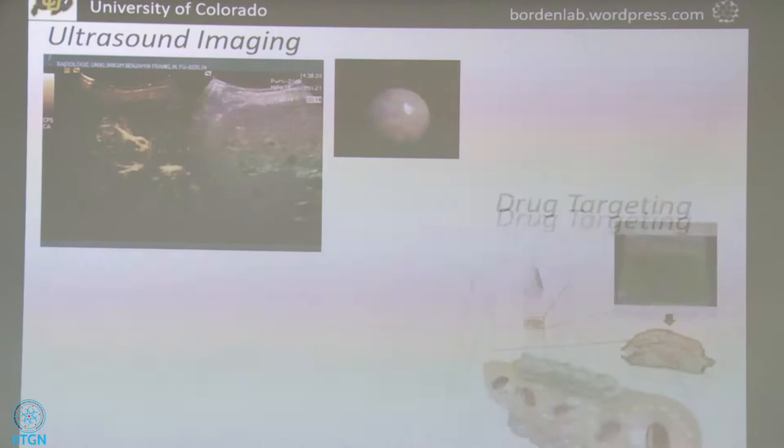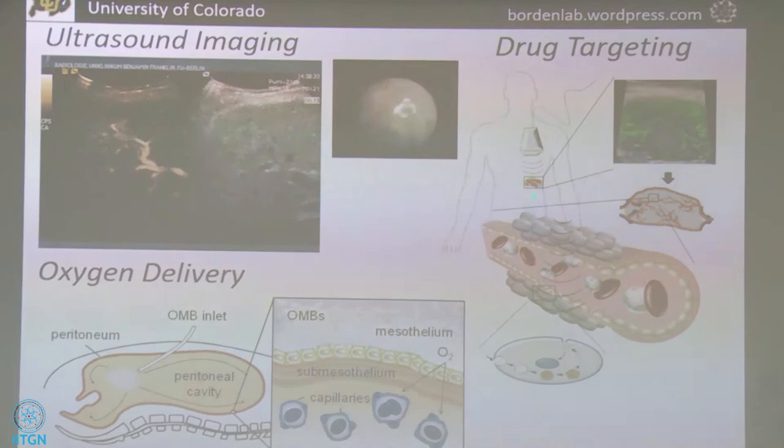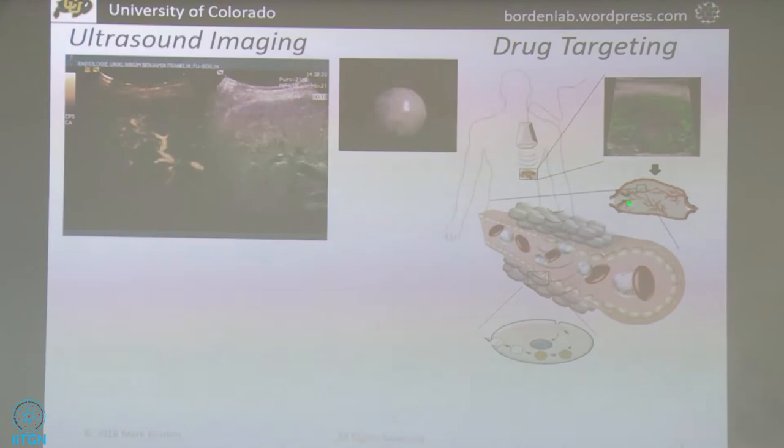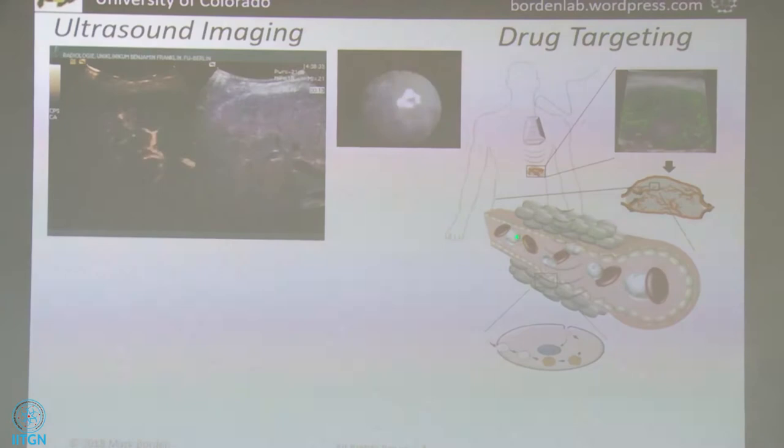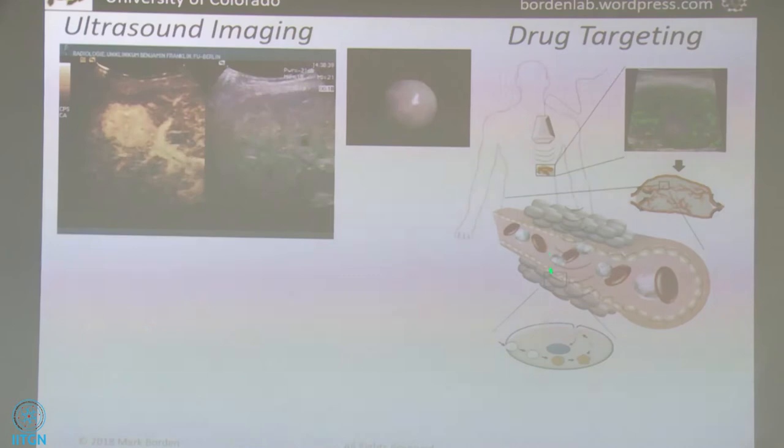We'll talk today about two different therapeutic options, drug targeting and oxygen delivery. Drug targeting, the idea is we're going to focus the ultrasound on the target region. In this case, maybe it's a tumor. And the concept is that the bubbles will interact with the ultrasound, oscillate, and permeate the endothelium and allow drug to diffuse into the tissue and to get into the cells beyond the tissue. And maybe even the oscillation of the bubbles will help facilitate the drug transport through the blood vessel.